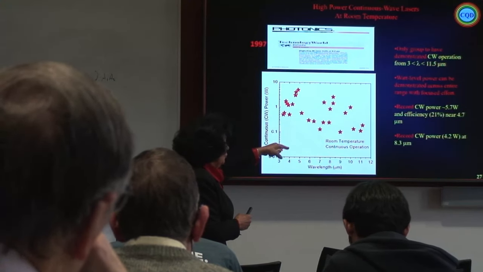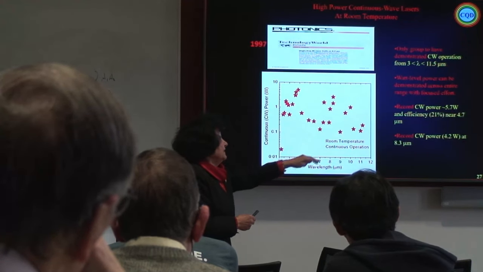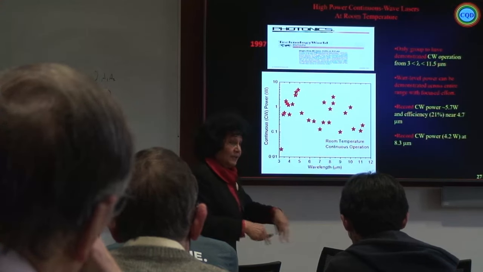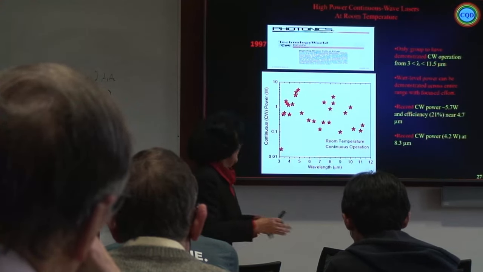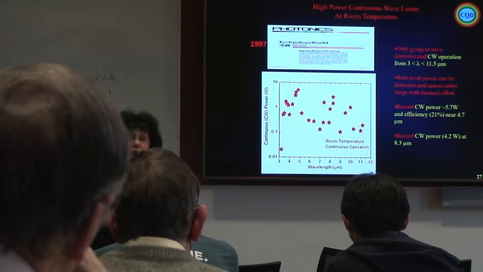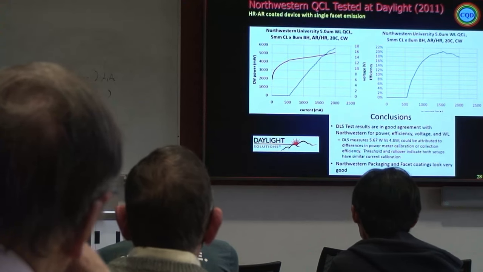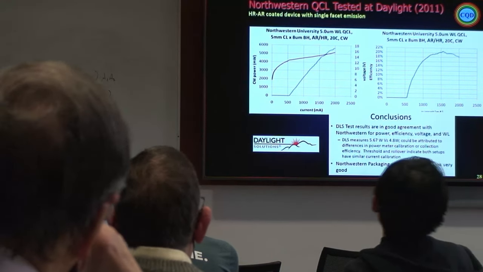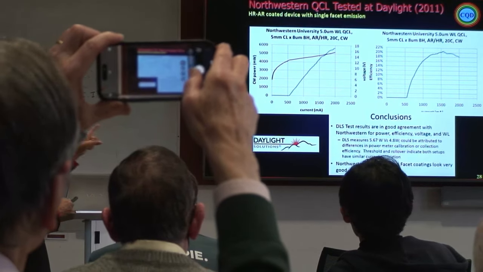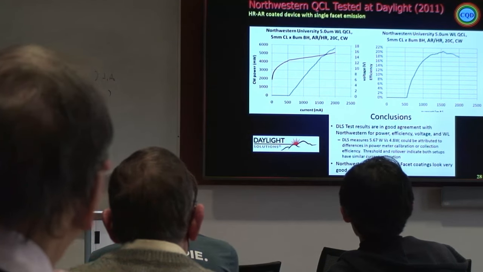It's the only group that has the continuous wave record of 5.7 watt with 21% wall-plug efficiency. Not just recently, we broke it; we have 22%, and the record at the same time for short wave and long wave. And now, so that everybody believes, we gave this laser in 2011 to Daylight.